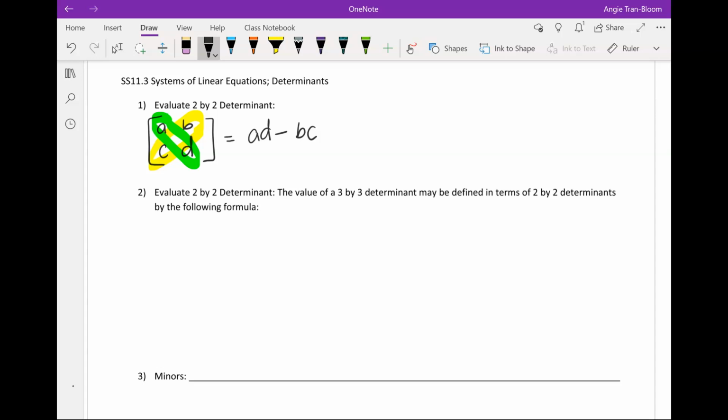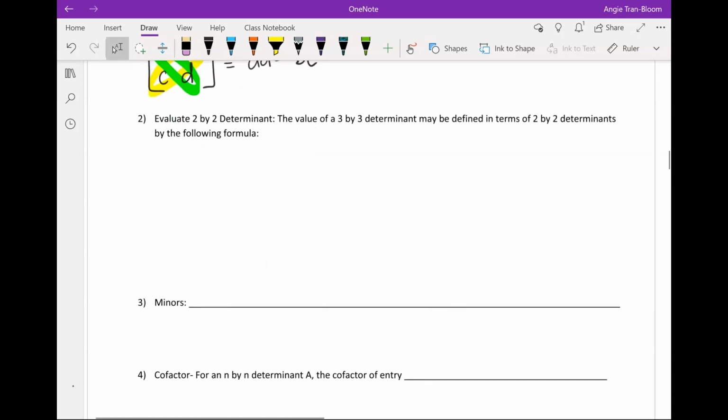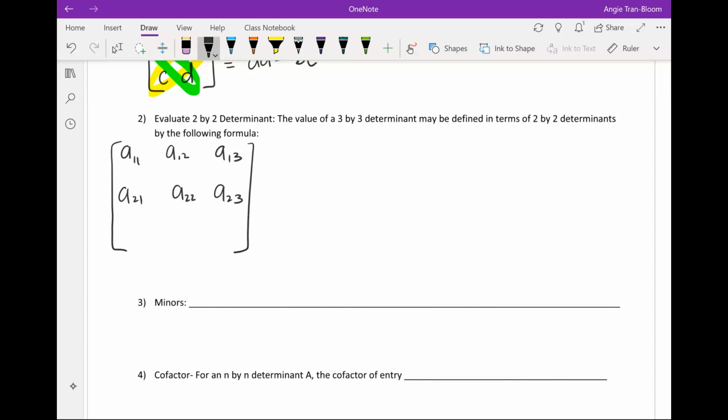Now what happens if it's not a 2 by 2 and we have a 3 by 3, like in this case? So if I give you a 3 by 3, the first row will be A11, A12, A13. This one will be A21, A22, A23, A31, A32, and A33. Okay, so that's the 3 by 3 matrix.